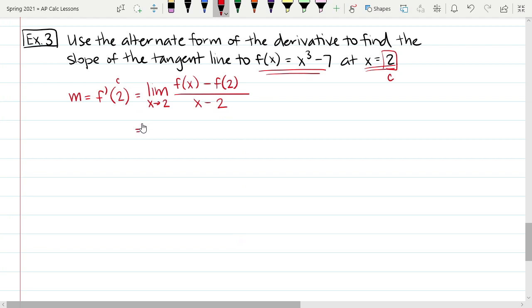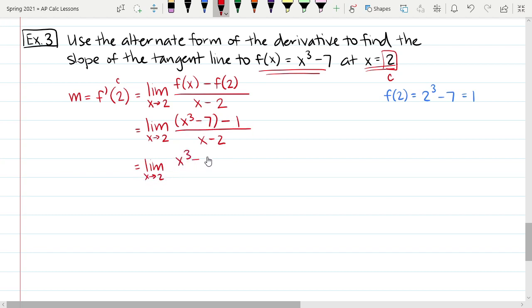All right, so now let's go ahead and start substituting some things here. So f of x, remember, is x cubed minus 7. Minus, now f of 2, let's go ahead and work that out on the side. F of 2 is going to be 2 cubed minus 7. 2 cubed is 8. 8 minus 7 is 1. So this is now going to be minus 1 over x minus 2. Now in the numerator, I have x cubed minus 7 minus 1, so that's going to be x cubed minus 8 over x minus 2.